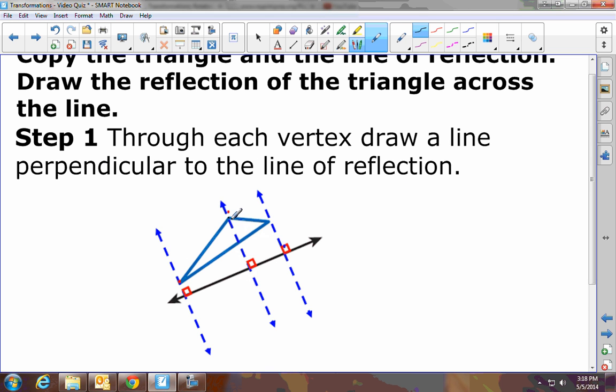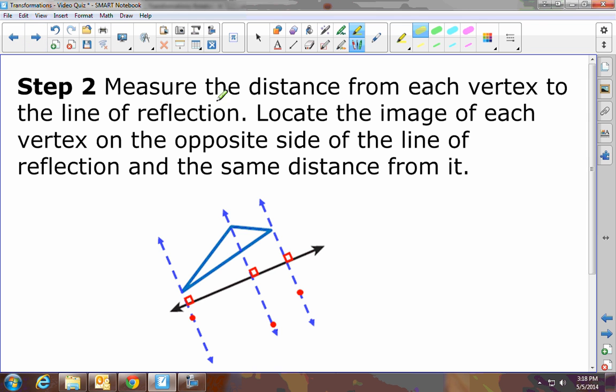So vertexes, you'll remember, are these points on any shape where lines meet. We drew perpendicular lines, lines that form right angles. So there's a right angle, there's a right angle, there's a right angle. Okay, step 2, measure the distance from each vertex to the line of reflection. So measure this distance, and measure this distance.